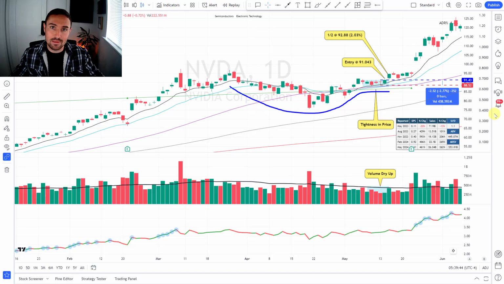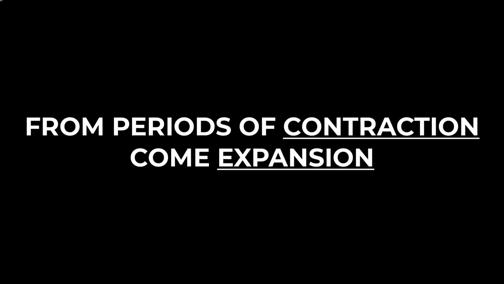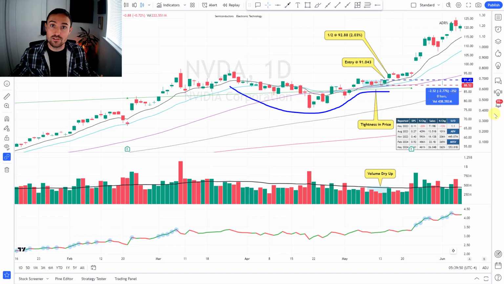And the key concept is this: from periods of contraction come expansion, from periods of expansion come contraction. So to help illustrate the point and how I apply this in my own trading, I'm going to dive into the charts of NVIDIA and also Coinbase.